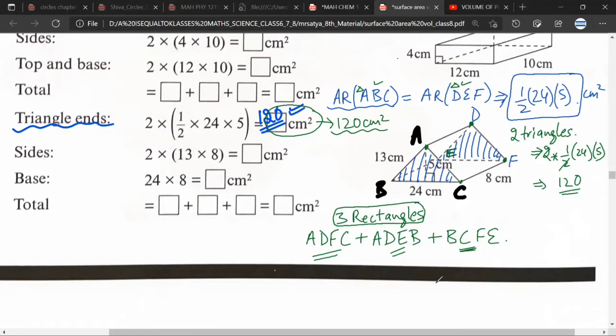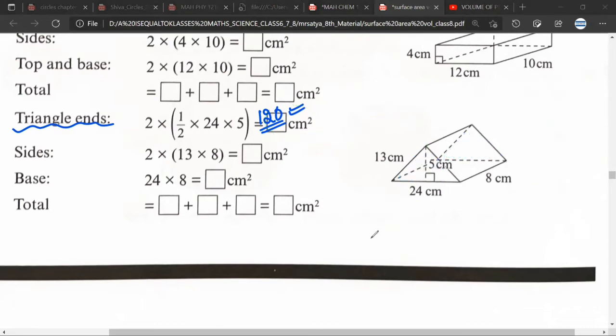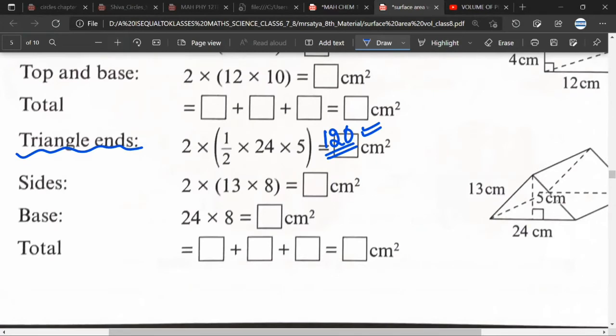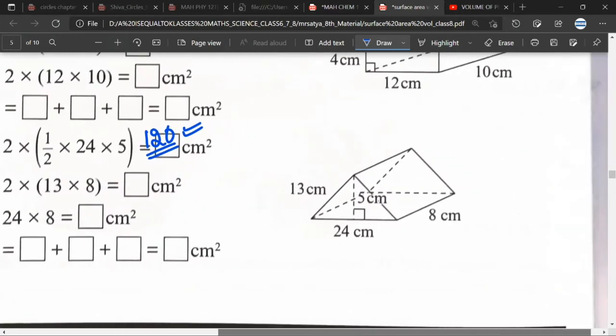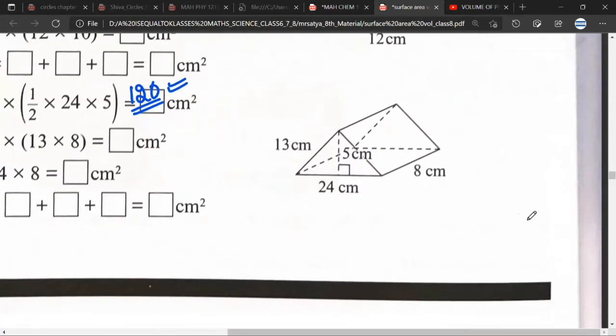Yes, sir. Okay. Now let me see this figure. I'll zoom it a bit so that you do not face any problem. Now what we need to find is the area, and let me name this again. A, B, C, D, E, F. Whenever you get confused, just name the figure.